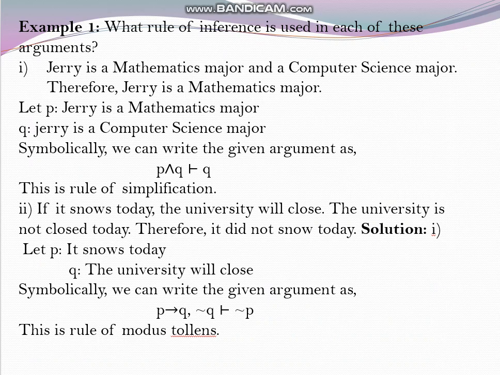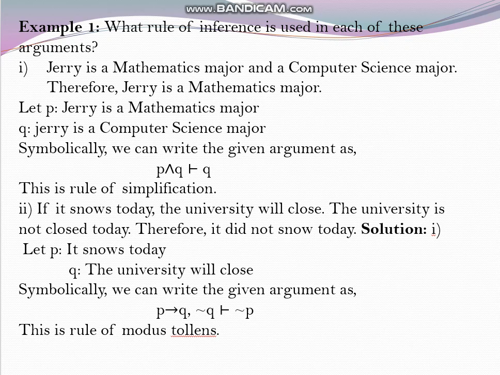What rule of inference is used in each of these arguments? The first argument is Jerry is a mathematics major and a computer science major. Therefore, Jerry is a mathematics major. Consider the first proposition as P, which is Jerry is a mathematics major, and the second proposition as Q, which is Jerry is a computer science major. Then symbolically we can write the given argument as P and Q yields Q. This is the rule of simplification.